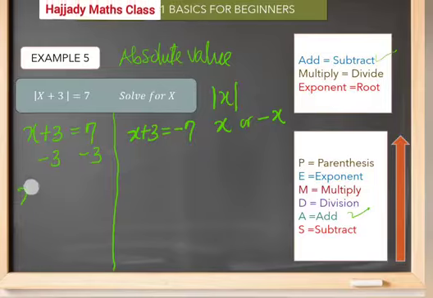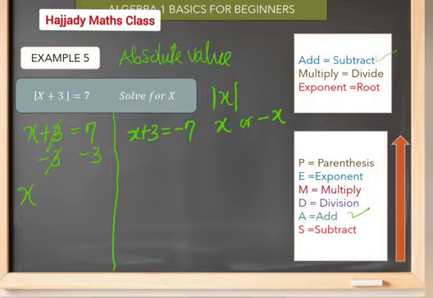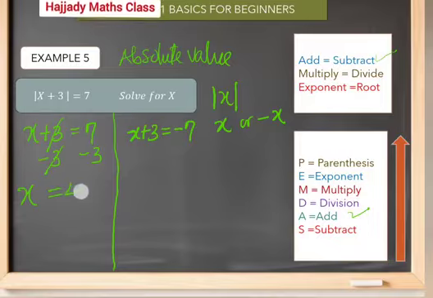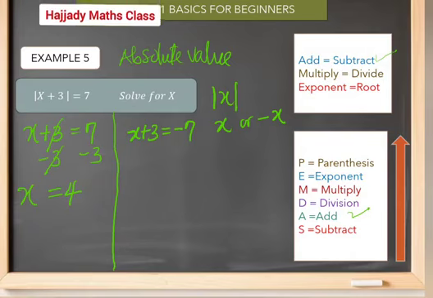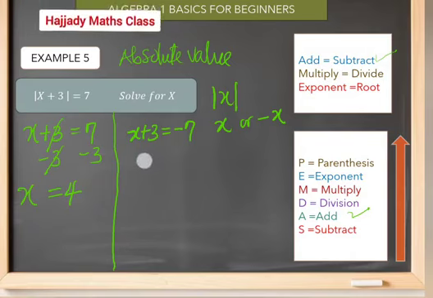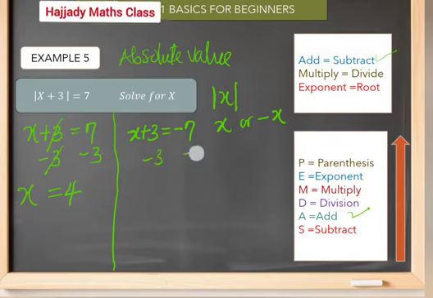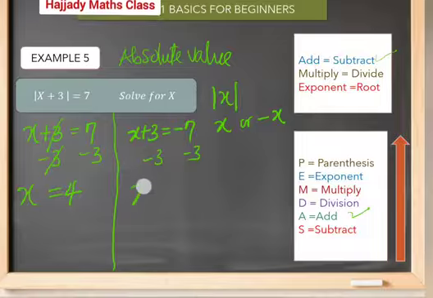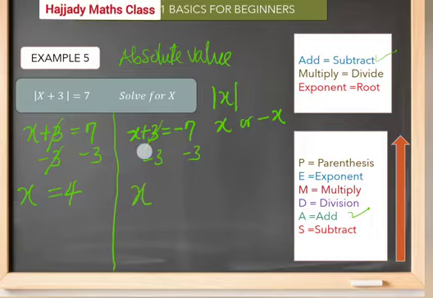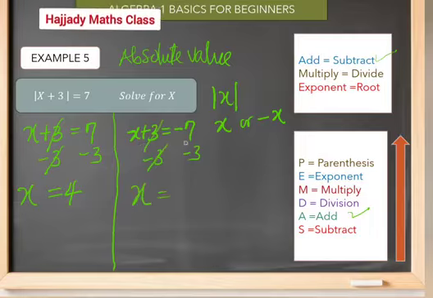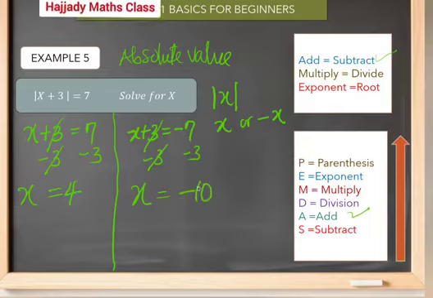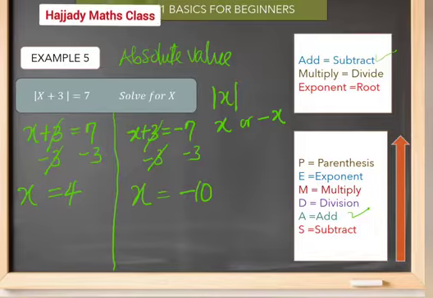Here we have x, 3 minus 3 cancel out, 7 minus 3 gives 4. If you do the same thing on the right side, negative 3, negative 3. Here we have x, 3 minus 3 cancel out, negative 7 minus 3 gives negative 10. So these are the values of x.